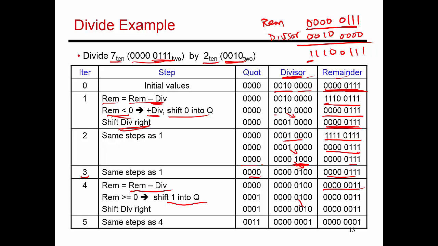Before I do that, I shift my divisor again one place to the right. And now again I subtract this from the remainder register. Again, the result turns out to be a positive number. So I shift one more 1 into the quotient. What I get left with is a remainder of 1 and a quotient of 1, 1. So dividing 7 by 2 should give me the result 3 as the quotient, which is indeed the case, and a remainder of 1.